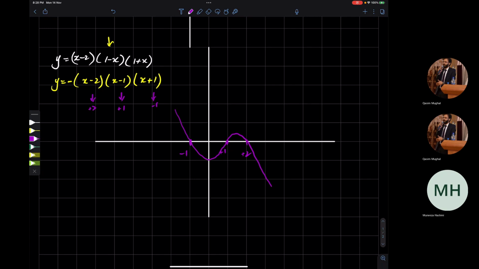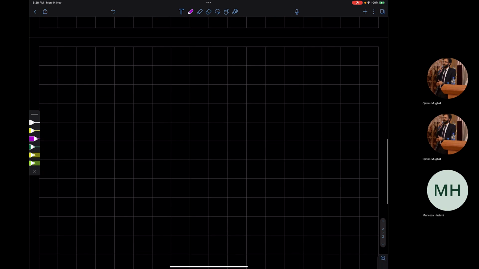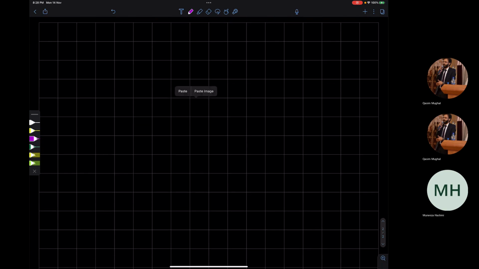All right, this is about the cubic equation. Now a case of a tangent over here. Now, for example, I have something like this.